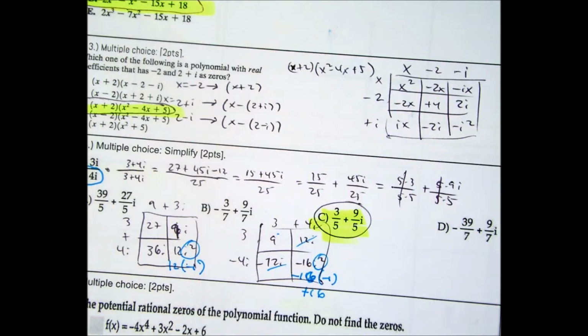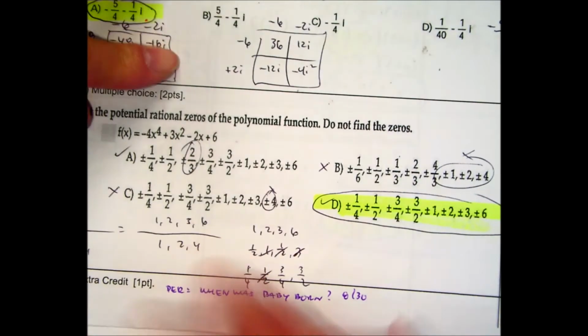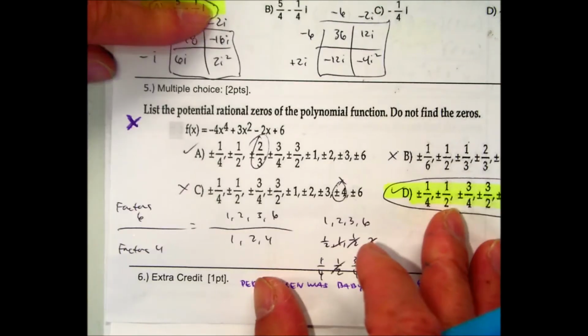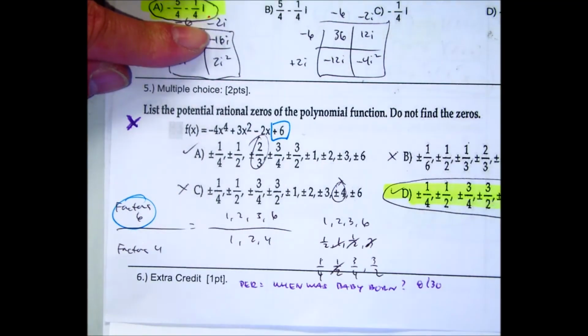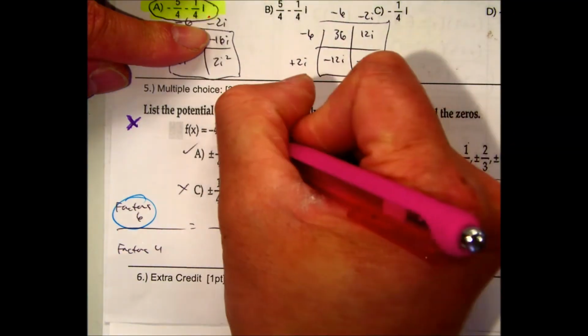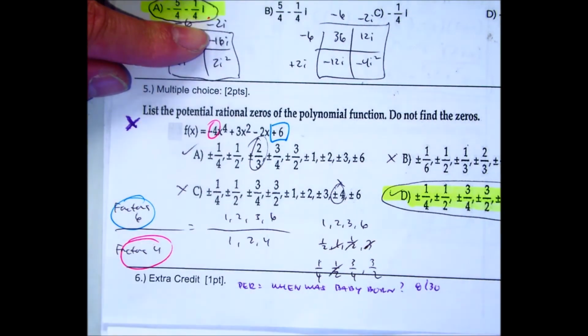For question number 5, negative 4x squared. I'm going to take my last term, which is 6, and that'll be my factors of 6. Here, it does not matter that it's positive or negative. That becomes my denominator. Factors of 6: 1 times 6, 2 times 3 equals 6. For 4: 2 times 2 or 1 times 4.